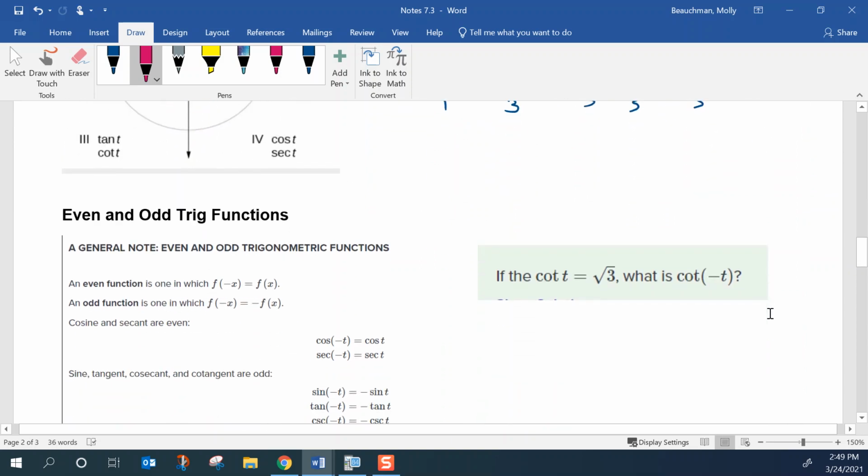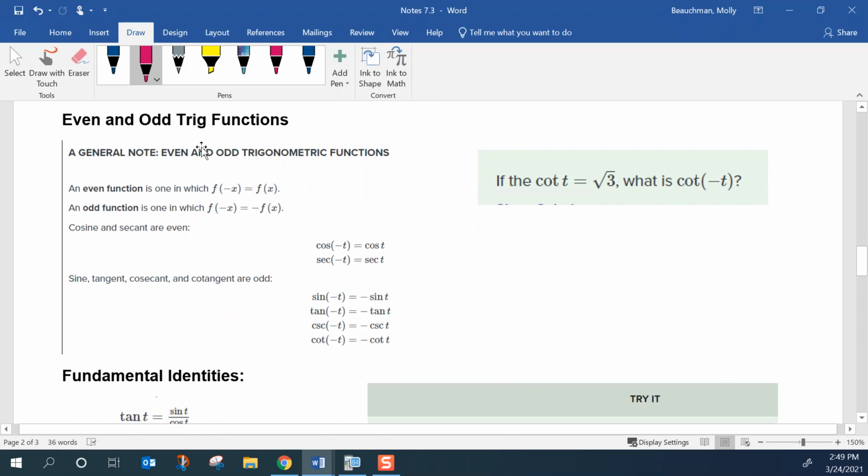All right, last, there's something called even and odd trig functions. An even function is one where f of negative x equals f of x. An odd function is where f of negative x equals negative f of x. So on the unit circle, cosine and secant are even. Why? Because if you rotate negative, you get the same value as if you rotated positive.